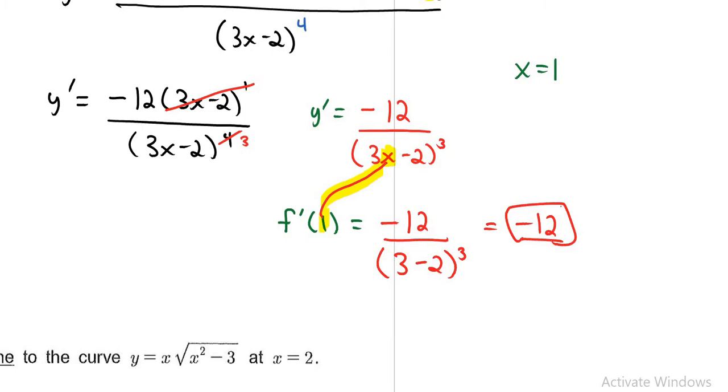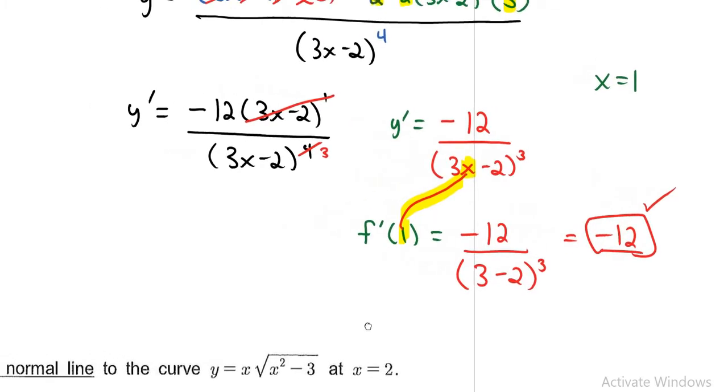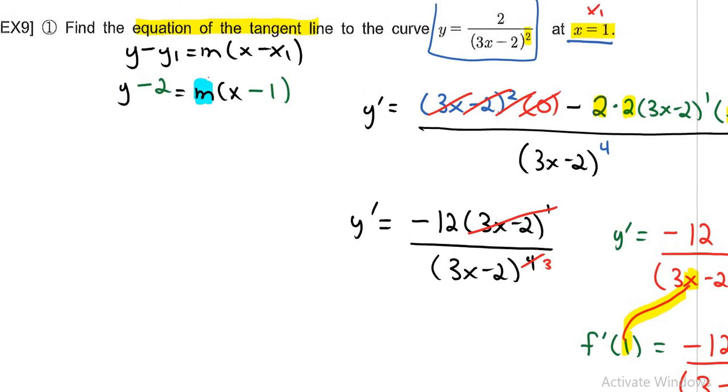Okay, so if I take this negative 12 and go back to my tangent line, I need to rewrite my final answer here. My slope had a value of negative 12, and then I have x minus 1, and that would be my final answer for the equation of the tangent line for that particular problem.